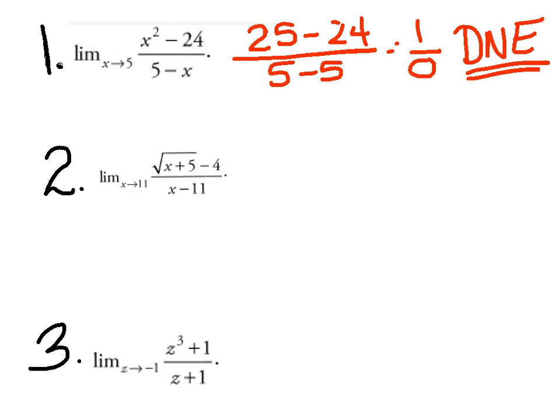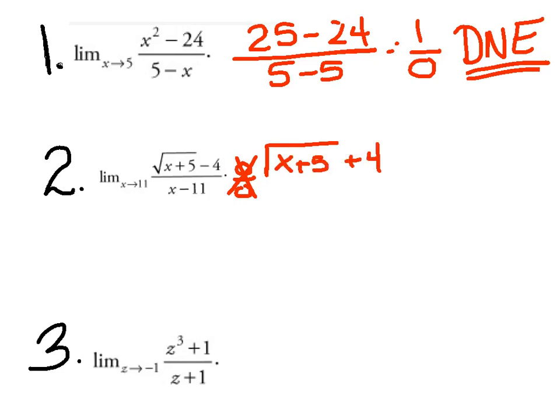Number 2, I see a nice radical, and I'm going to try to plug 11 in first. If I plug 11 in, direct substitution, I've got 4 minus 4, which is 0 over 0. So I could use L'Hopital's rule, or I could use the conjugate method. And I'm going to try the conjugate method. You're just rationalizing wherever the radical is. Since it's in the numerator, I'm rationalizing the numerator.